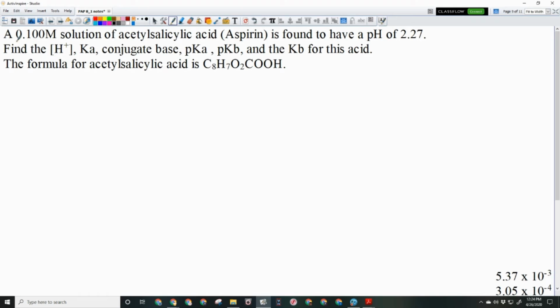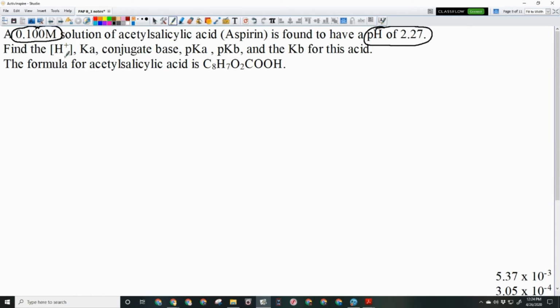All right, so for this problem, it says that we have a 0.100 molar solution of acetylsalicylic acid, which is the same thing as aspirin. And this is found to have a pH of 2.27. Okay, so that's going to be important. Circle this as our given. And here is also a given that we have to make sure that we recognize.